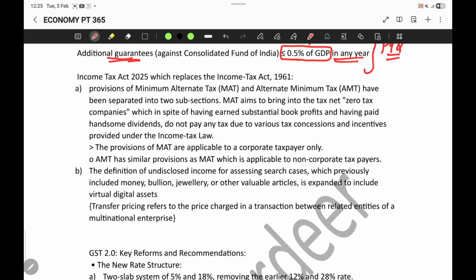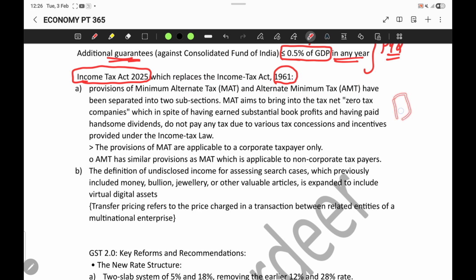Next we have the Income Tax Act of 2025, which is replacing the 1961 Act. So what are the changes introduced? First, the provisions of minimum alternate tax and alternate minimum tax have been changed. What is this minimum alternate tax and alternate minimum tax?